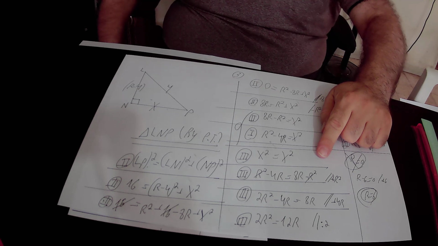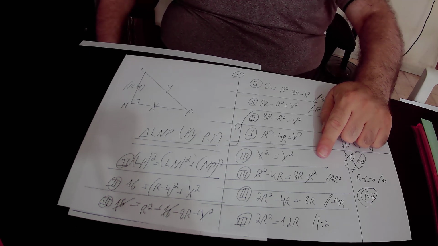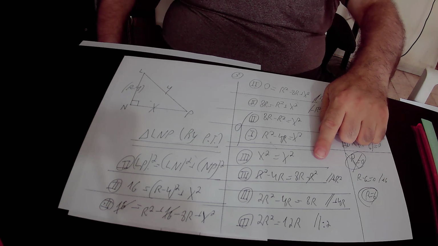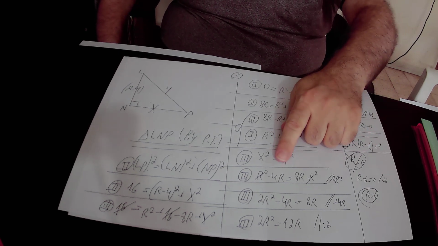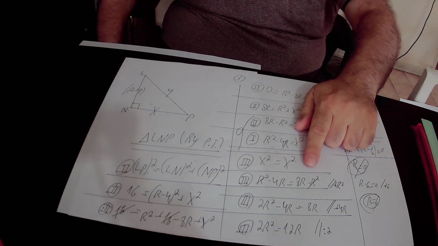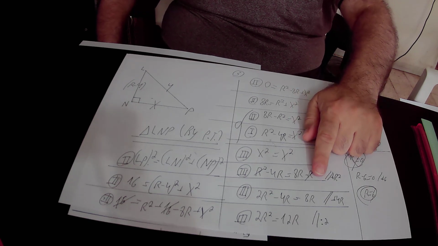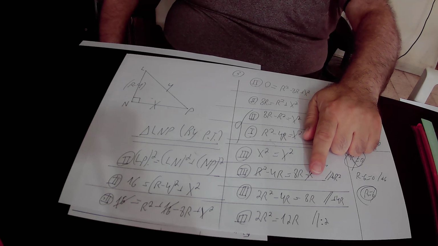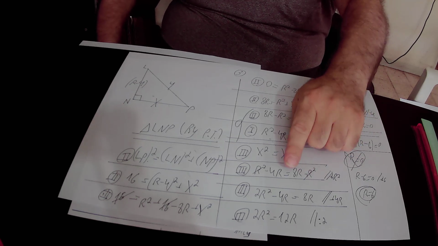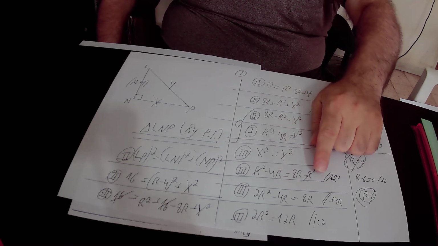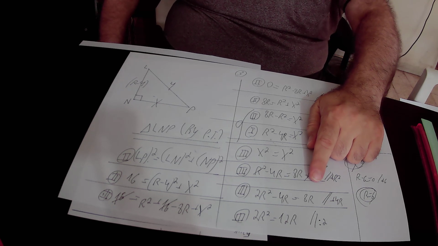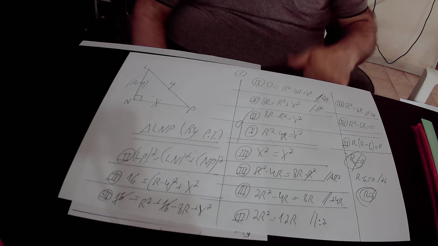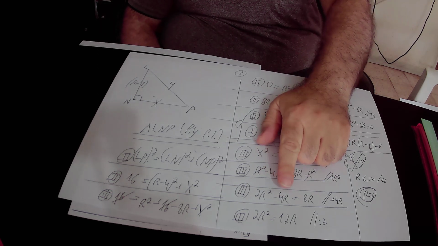So here we added r squared to equation number 3, and we found out that r squared plus r squared is 2r squared, and minus 4r equals 8r. Here we added 4r to equation number 3, and we found out that 2r squared minus 4r plus 4r is 0, and 8r plus 4r is 12r. So in conclusion, according to equation number 3, 2r squared equals 12r.